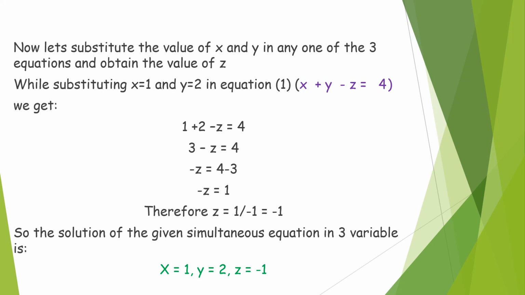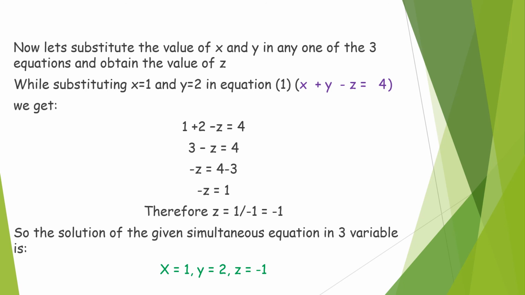Here I am substituting x is equal to 1 and y is equal to 2 in equation 1. Then we will get 1 plus 2 minus z equal to 4. From that we will get 3 minus z is equal to 4, minus z is equal to 4 minus 3. That is minus z is equal to 1. Therefore we will get z is equal to 1 divided by minus 1, that is equal to minus 1.